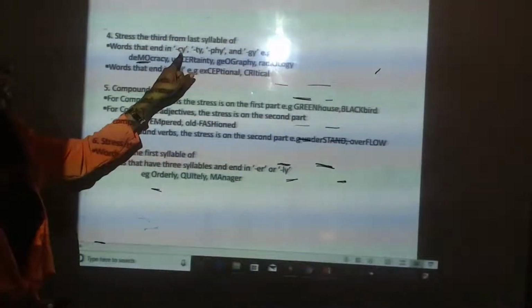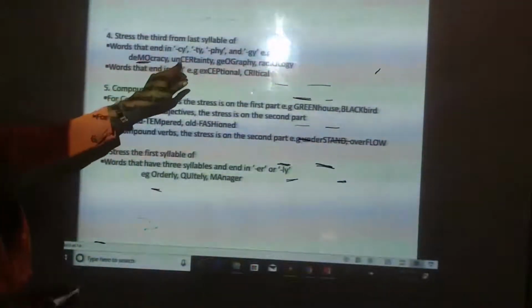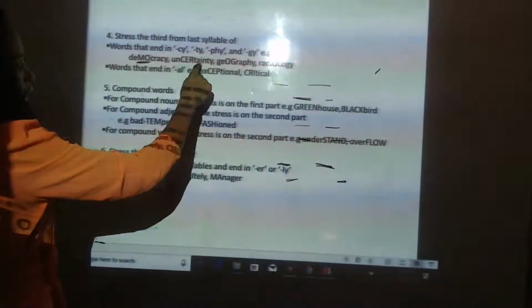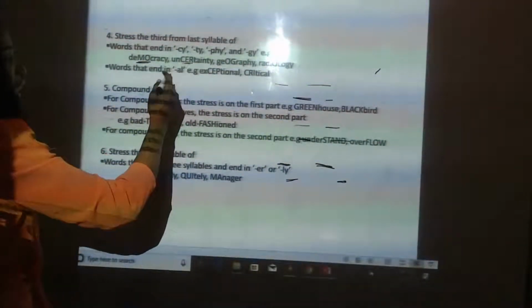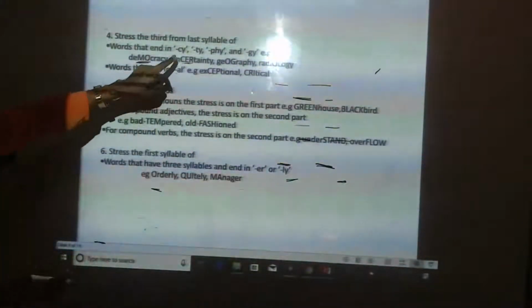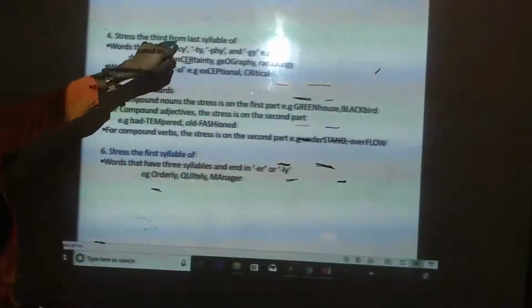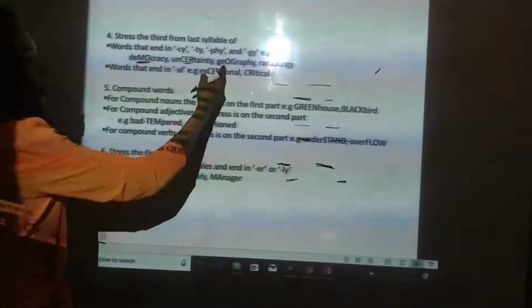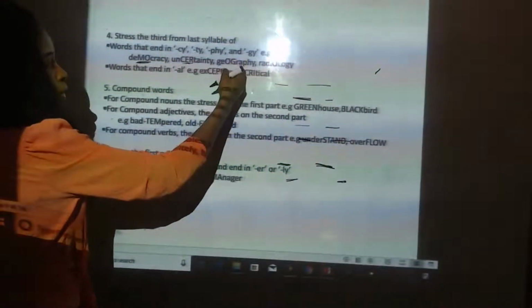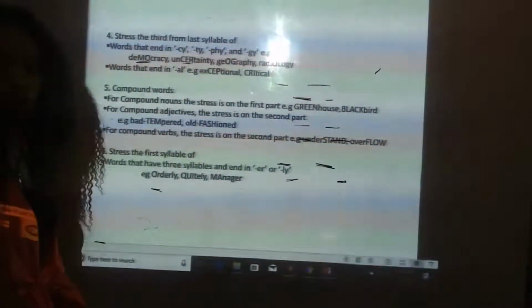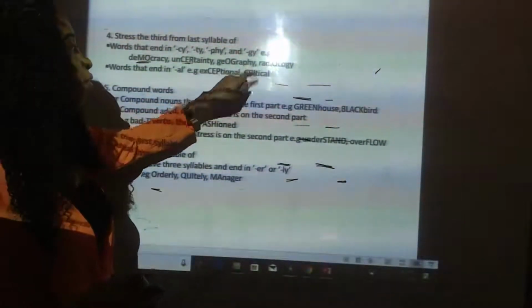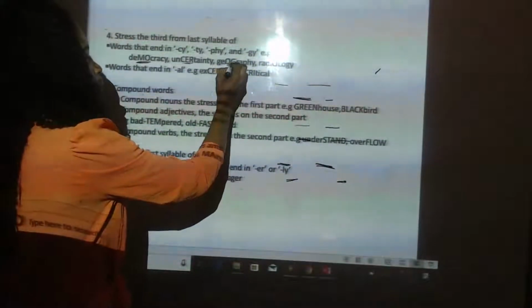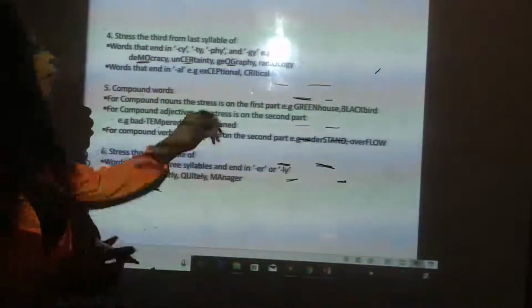Also, uncertainty. If you count from the third, -ty, -tain, -cer. Therefore, cer bears the stress because it is the syllable that is third from the last. Next, we have geography. Here we also have four sound segments. Geography. And this happens to be the third one, therefore we stress it.